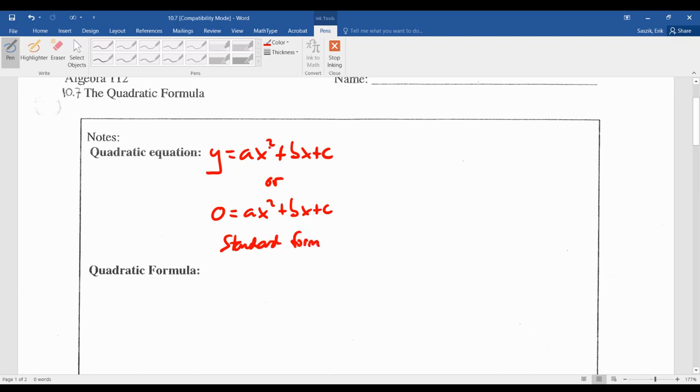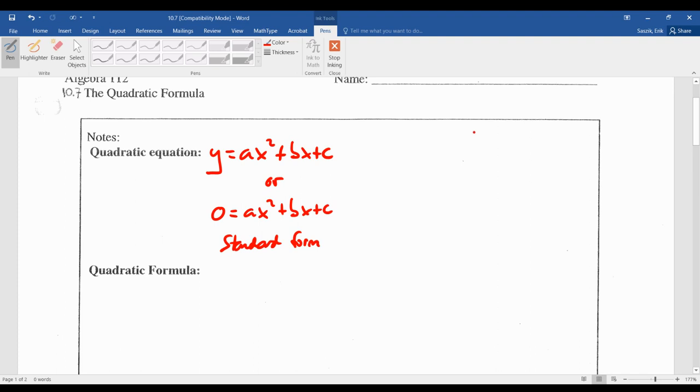Remember, what makes something quadratic is the fact that the highest power of x is this 2. Okay, and the number in front of that x squared is the a term. The number in front of the plain x is the b term. And then the plain number at the end, the constant at the end, is called the c term.